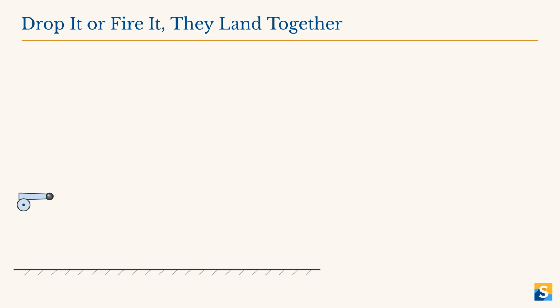2 identical bullets, held at exactly the same height above a level field. One is fired perfectly horizontally, at 900 meters per second. The other is simply dropped from beside the muzzle at the same instant. One screams across the field for nearly a kilometer. The other lands at your feet. Here is the question. Which of them hits the ground first?